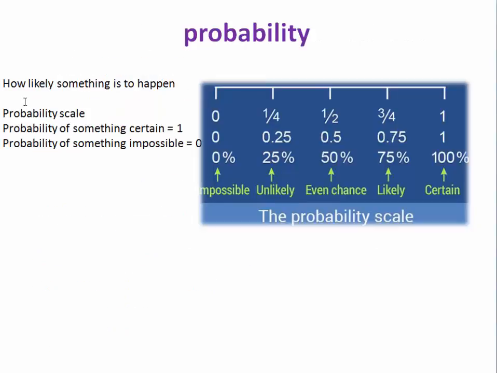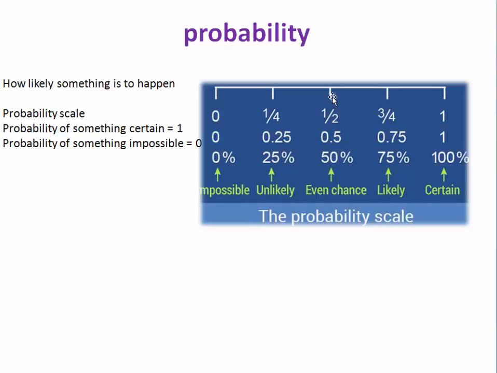Probability is how likely something is to happen, or the chance of something to happen. We can use a probability scale, which is a linear scale, to show this, where 0 is impossible and 1 is certain, and there's a range in between. So 0 would be like throwing a 7 on a die, that's impossible. Over here, unlikely: throwing a 6 on a die would be unlikely.